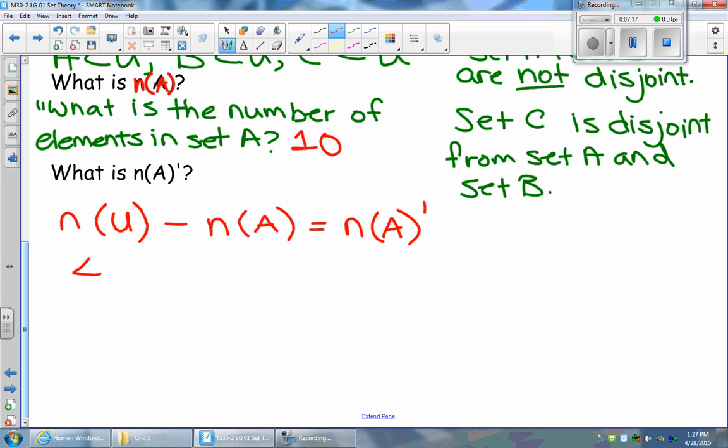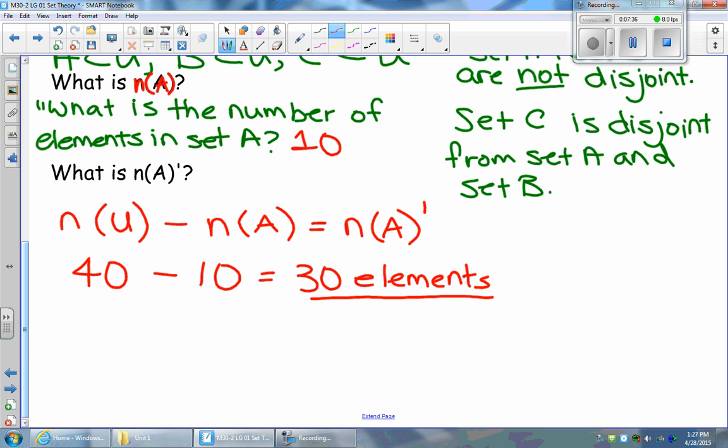So if we take the total number of elements in the universal set, which is 40 numbers, and we take away the 10 elements that are multiples of 4, that's going to leave us with 30 elements that are not multiples of 4. So 30 elements exist in the complement of A.